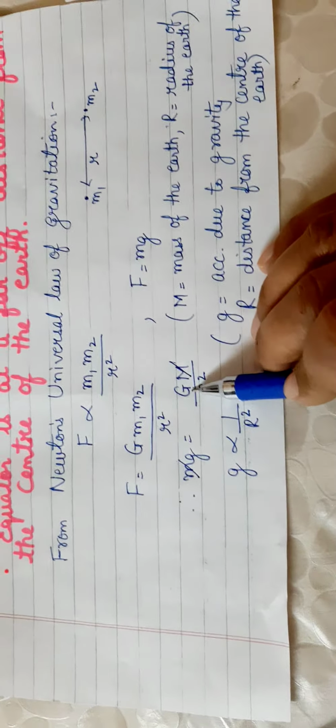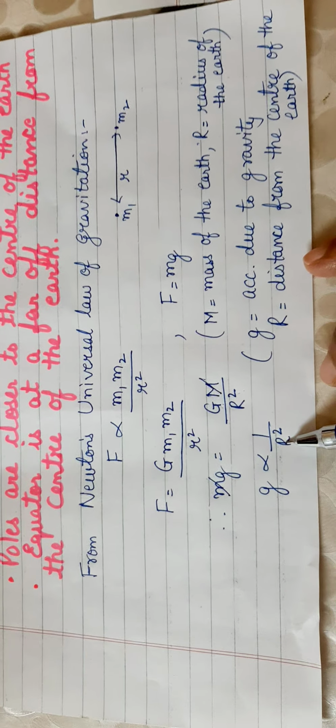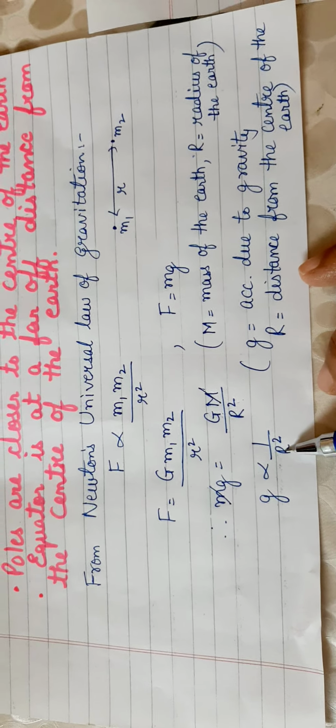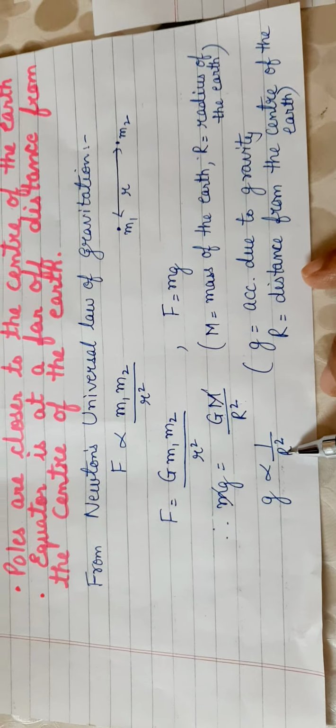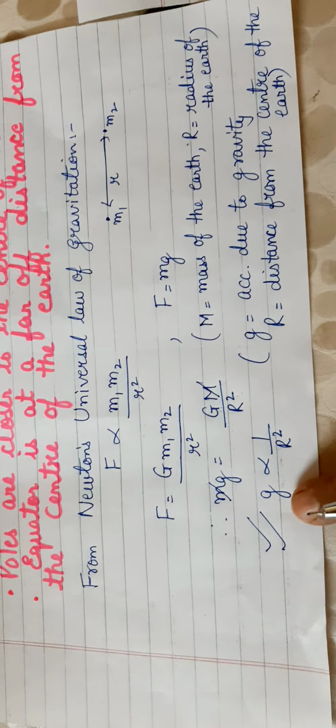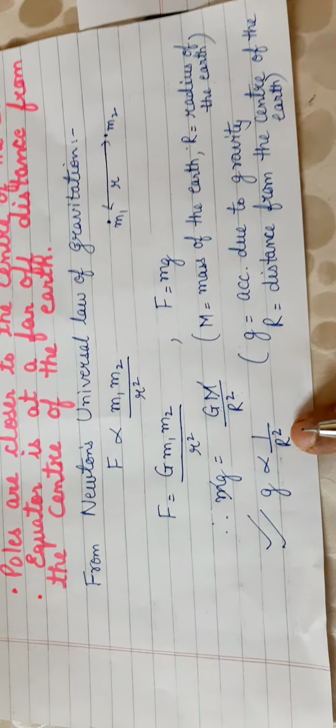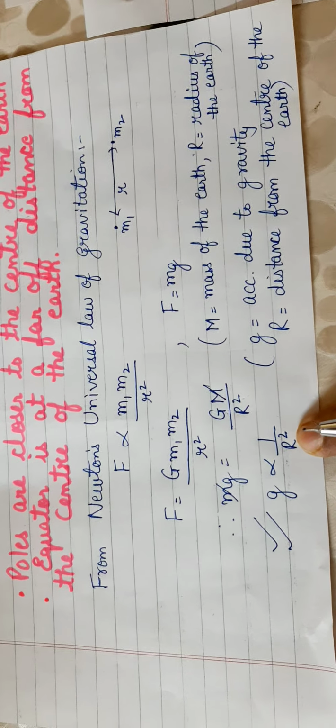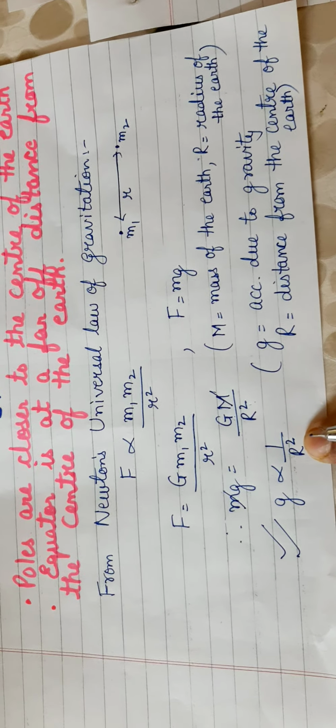Now, if I see what is the relation of acceleration due to gravity with respect to the radius or the distance, it is inversely proportional. Can you see? The value of g, that is acceleration due to gravity, is inversely proportional to the distance of a particular object from the center of the earth. This is the main thing which I want you to understand, that the value of acceleration due to gravity is inversely proportional to the distance from the center of the earth.